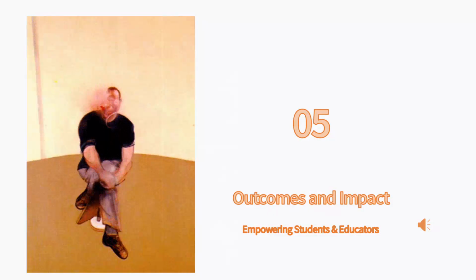Now we move to Part 5, Outcomes and Impact. This section focuses on the practical changes brought by our innovative teaching model. We will see how technology empowers students' core artistic abilities while greatly improving teachers' teaching efficiency and professional development.